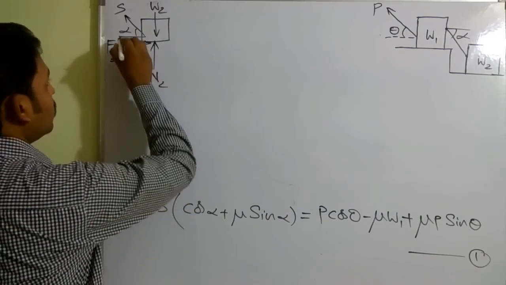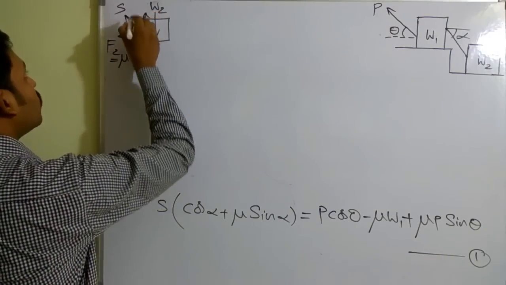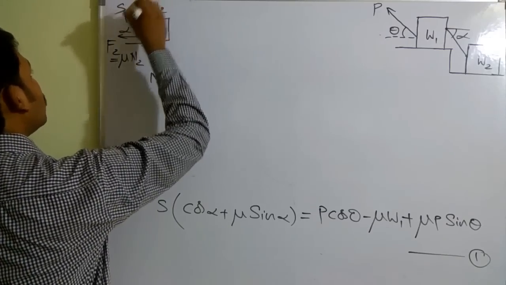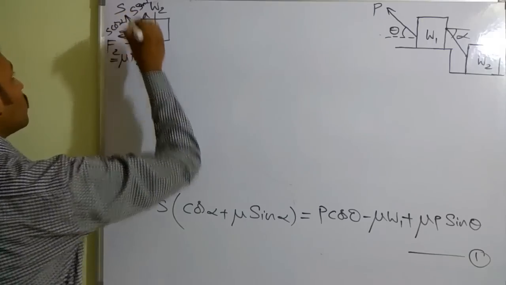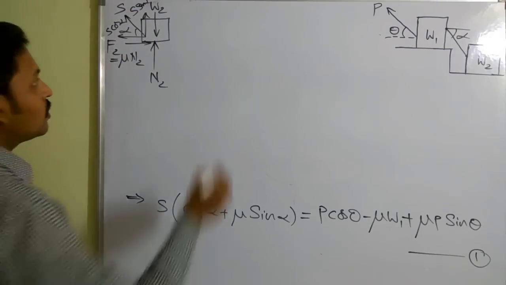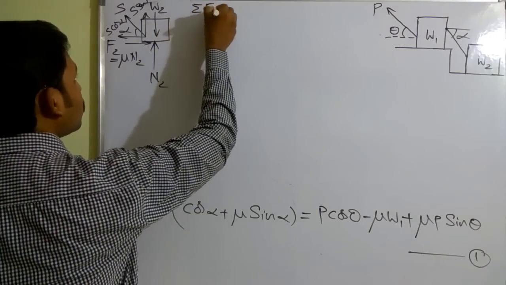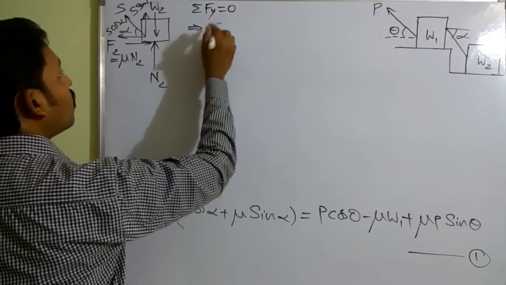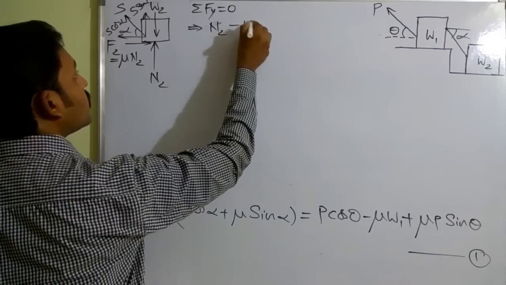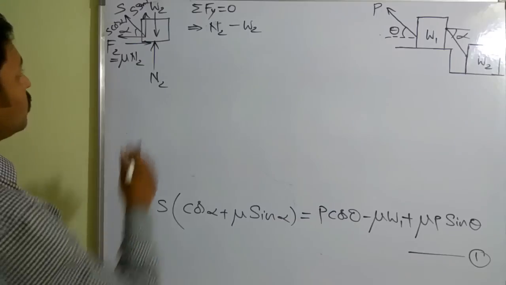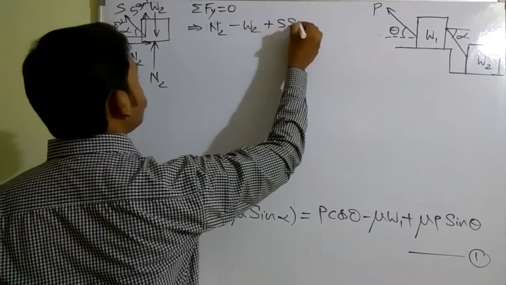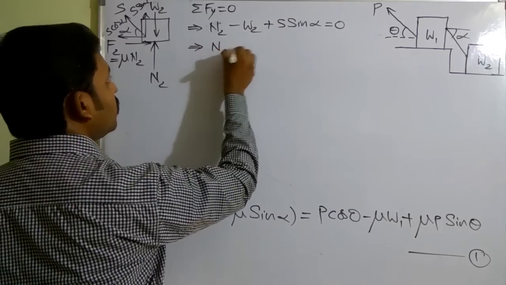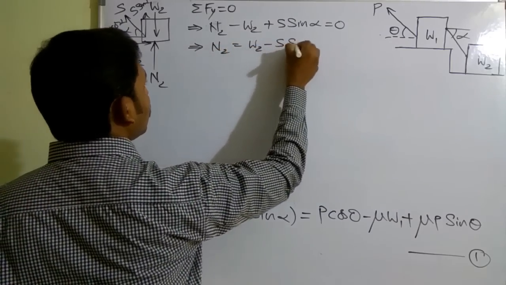Here S is an inclined force, so resolve it into two components. Along the vertical direction it is S sin alpha, along the horizontal direction it is S cos alpha. Apply sigma Fx equal to 0 and sigma Fy equal to 0. When I consider sigma Fy equal to 0, N2 acts along the positive y direction, minus W2 in the negative y direction, plus S sin alpha is equal to 0. So N2 is equal to W2 minus S sin alpha.